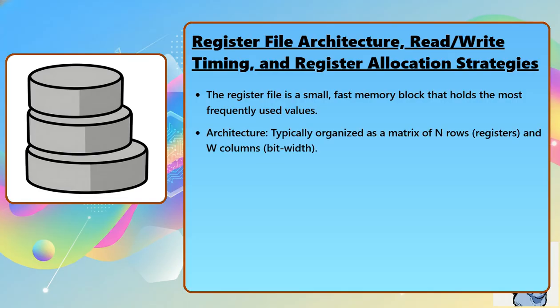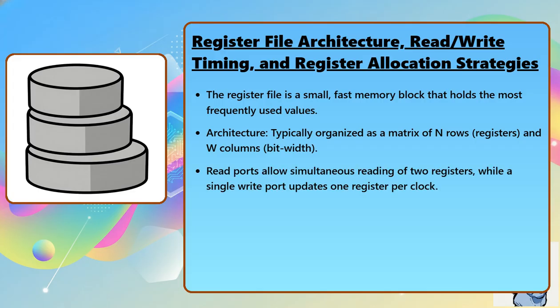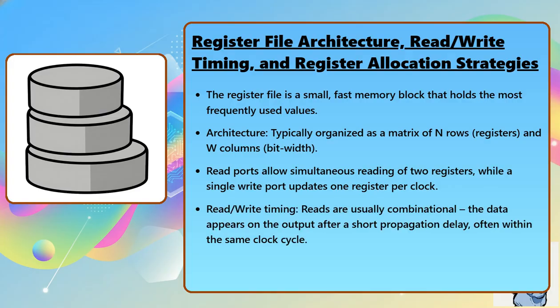The register file is a small fast memory block that holds the most frequently used values. Architecture is typically organized as a matrix of N rows (registers) and W columns (bit width). Read ports allow simultaneous reading of two registers, while a single write port updates one register per clock.